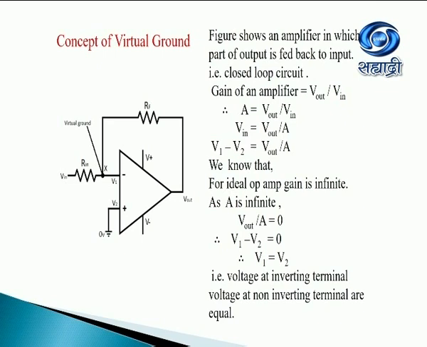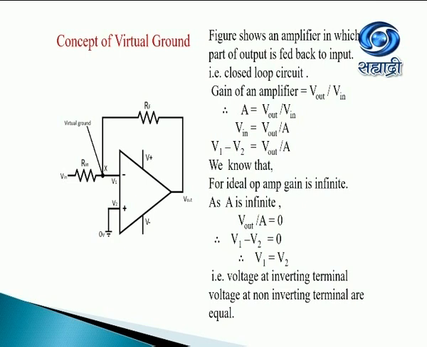Figure shows an amplifier in which part of output is fed back to input, that is closed loop circuit. We know that gain of an amplifier is V out upon V in. Therefore, A is equal to V out upon V in. Rearranging, we get V in is equal to V out upon A. As it amplifies the difference, V in is V1 minus V2. So V1 minus V2 is equal to V out upon A.